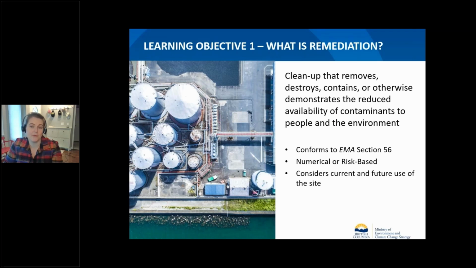Remediation is a planned approach that removes, destroys, contains, or otherwise demonstrates the reduced availability of contaminants to people and the environment. Of course, this general definition is constrained by specific regulatory criteria in British Columbia, including Section 56 of the Environmental Management Act, the CSR standards, of which either the numerical or risk-based standards may be applied, and the current and future uses of the site as defined in the CSR. We'll discuss each of these criteria in the next couple of slides. Next slide, please.